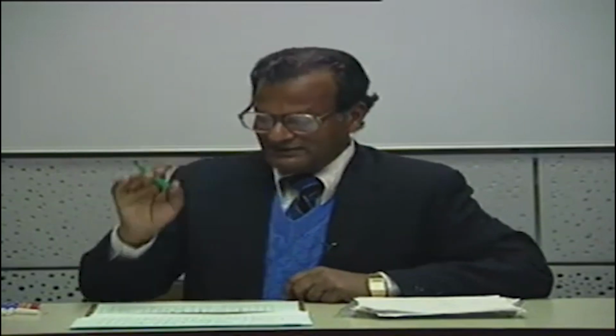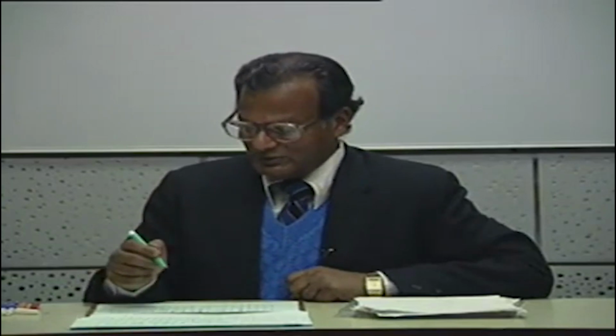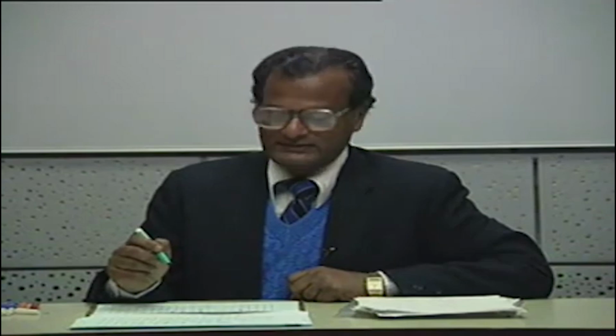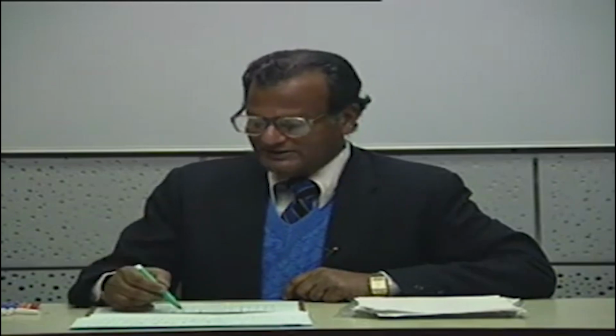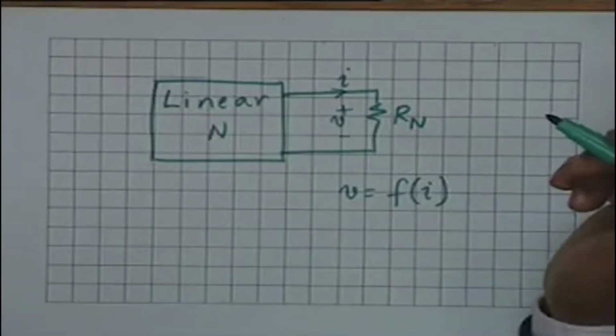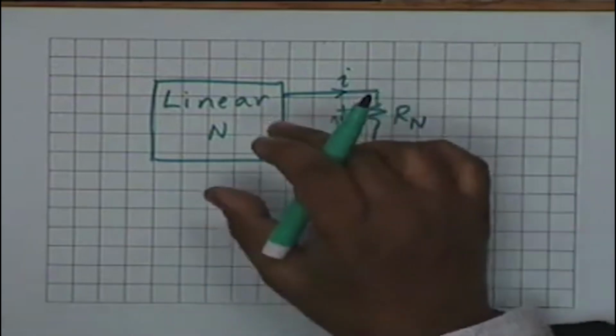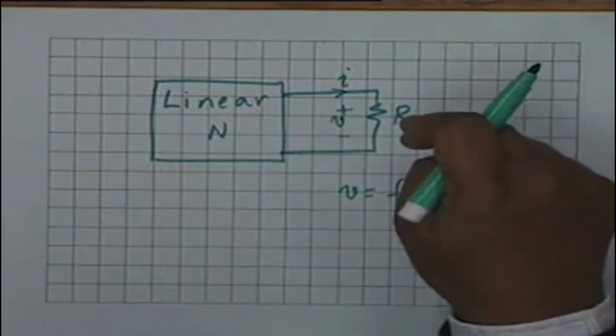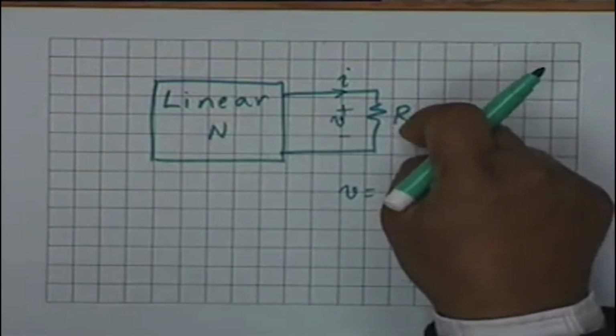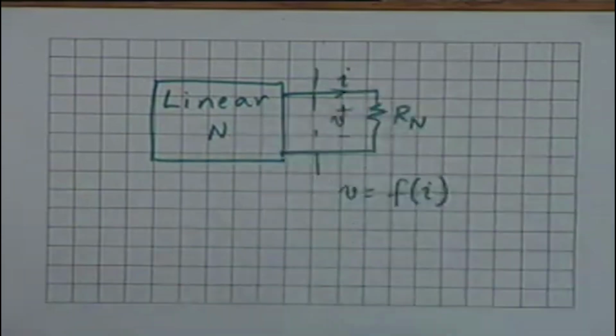All right. What we are interested in is to find out the value of V and I when the linear network N is excited, that is, it contains resistors, voltage sources and current sources. There can be dependent as well as independent voltage and current sources. We are interested in solving for the voltage and the current across the nonlinear resistor. This is a special kind of circuit. The linear network is being considered as a driver and the nonlinear resistor is being considered as the driven element.